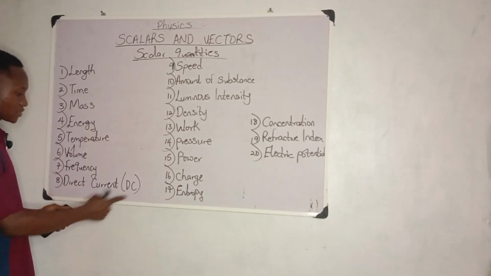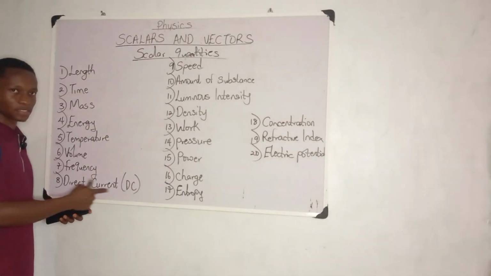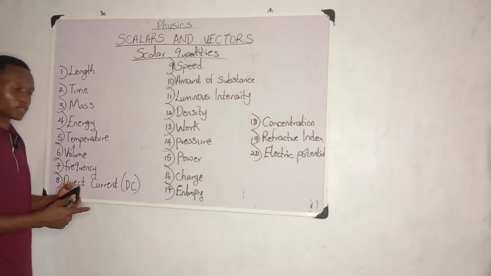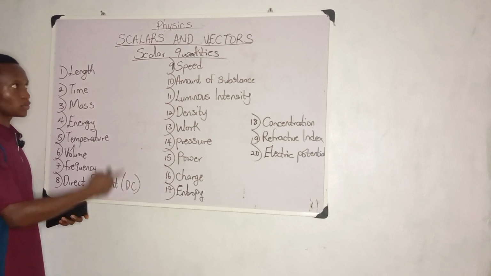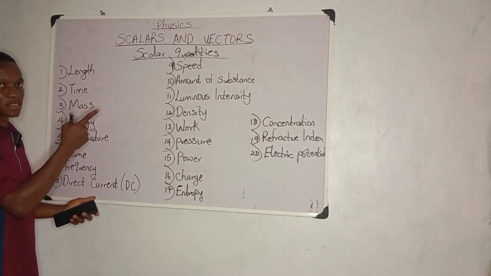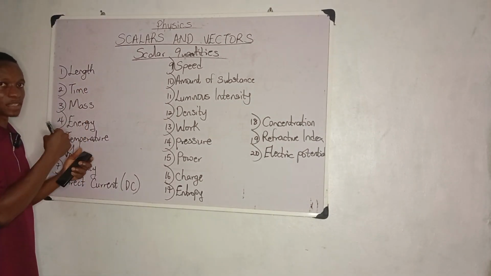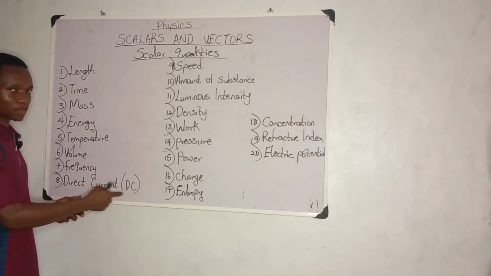Now, someone might ask, what about alternating current? That is another type of current we have. Direct current is the one that is scalar. The reason is because it does not periodically flow back. That is for direct current.